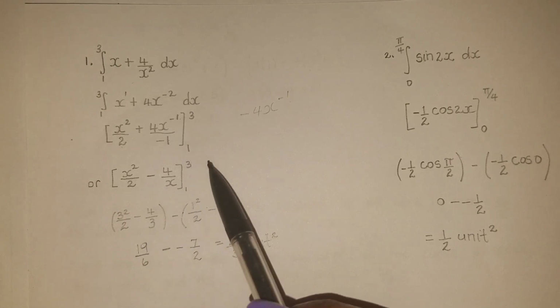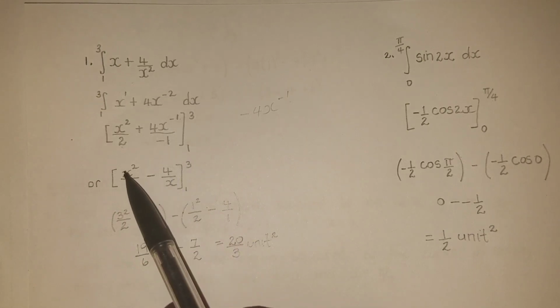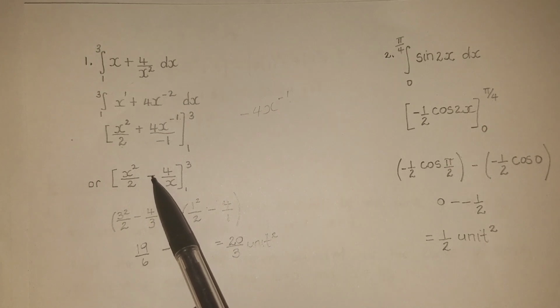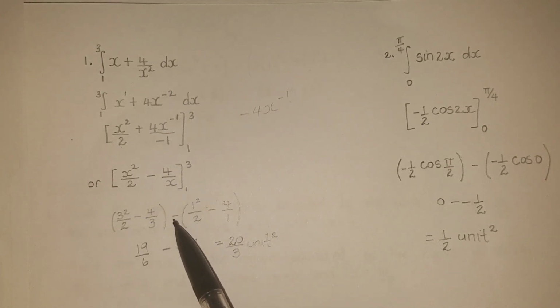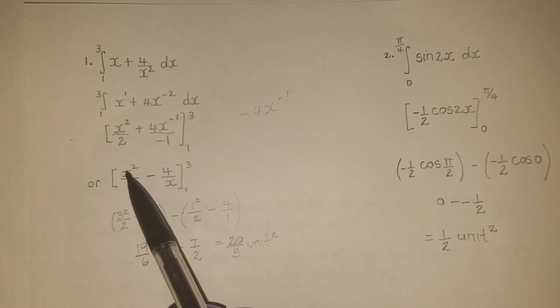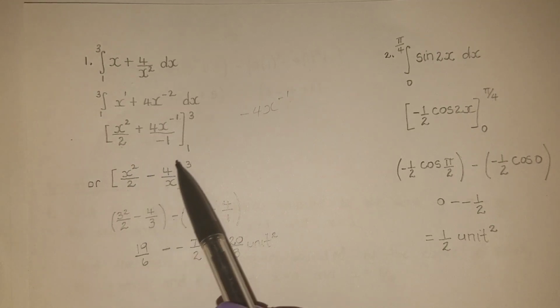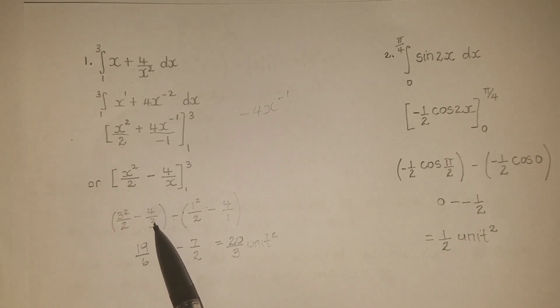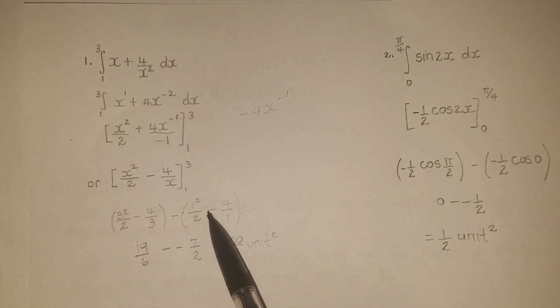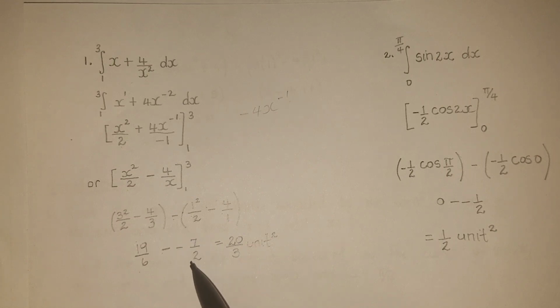So first we plug in our upper limit. So we have 3 squared over 2 minus 4 over 3 in our upper bracket, with a minus sign in the middle. Now for the lower, 1 squared over 2 minus 4 over 1. Now 3 squared over 2 is 9 over 2. 9 over 2 minus 4 over 3 gives 19 over 16. The negative sign goes back. A half minus 4 is negative 3.5, or negative 7 over 2.